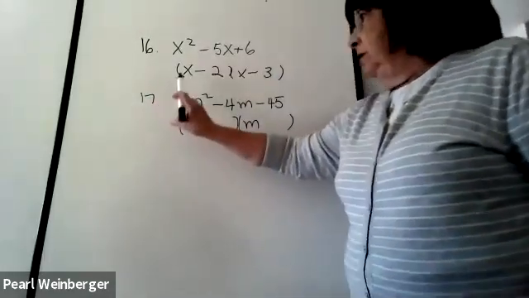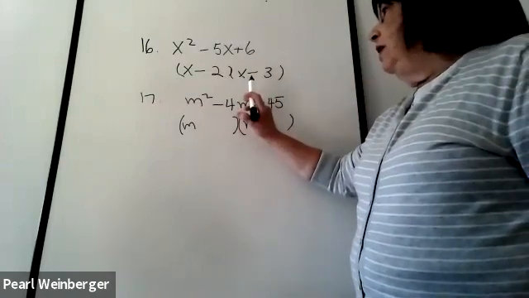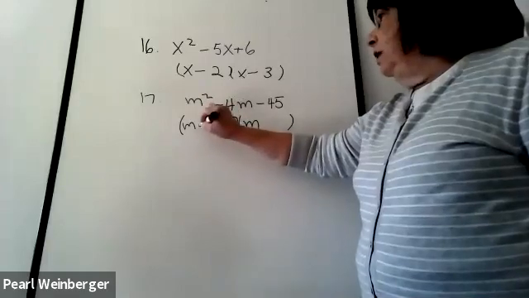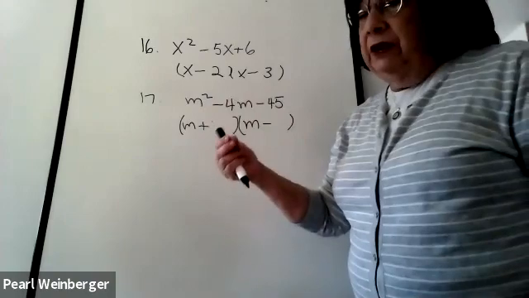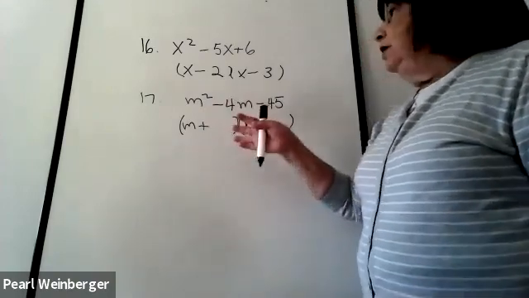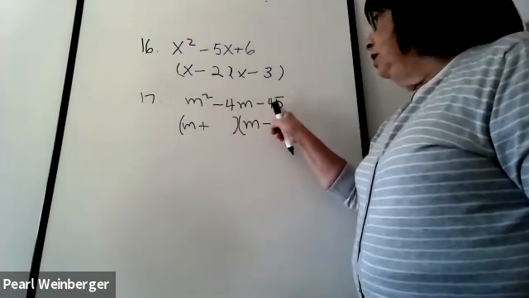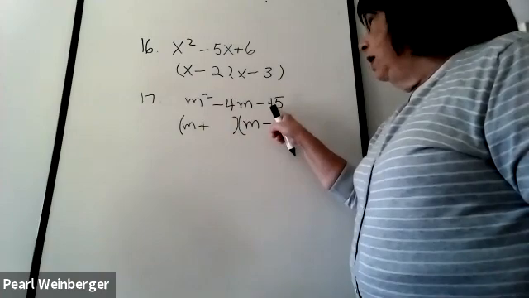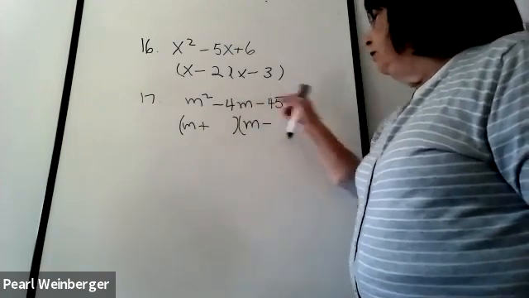So now we're looking at this negative 45. Since it's negative, it must mean we're multiplying a positive number by a negative number. The only way you can get a negative answer when you multiply is when you have different signs. Now we look at the number 45. We're looking for two numbers that multiply to 45, but since this is minus, they have to subtract to 4.